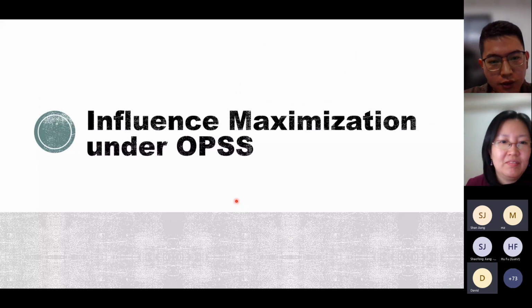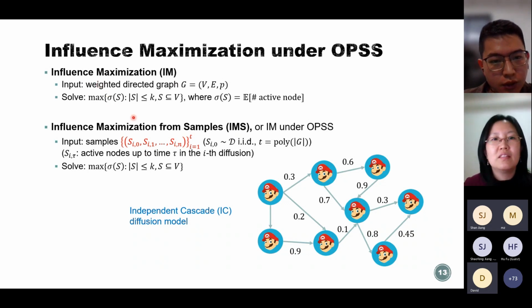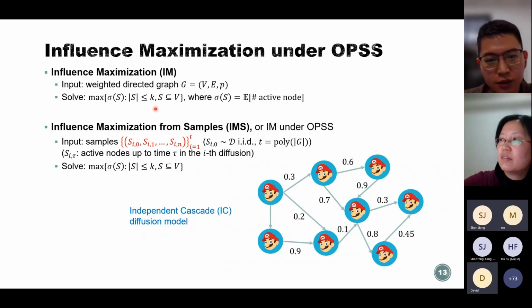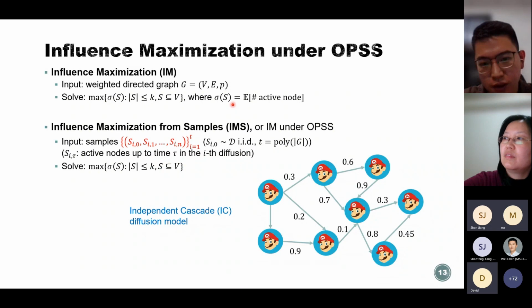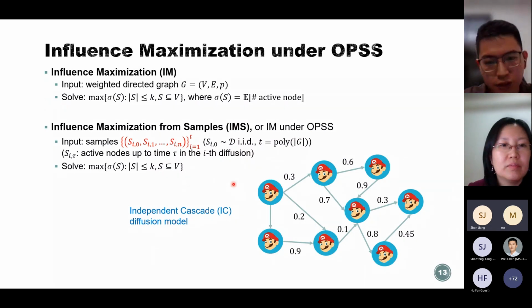We also consider the influence maximization under the OPS model. For this problem, we first recall that for influence maximization, the input is a weighted directed graph G. We need to optimize the influence function by selecting at most k nodes. But we need to further define the influence function, because we need to define how information is spread over the social network. This is defined by the diffusion model, and in this talk, we consider the independent cascade diffusion model, namely the IC model.